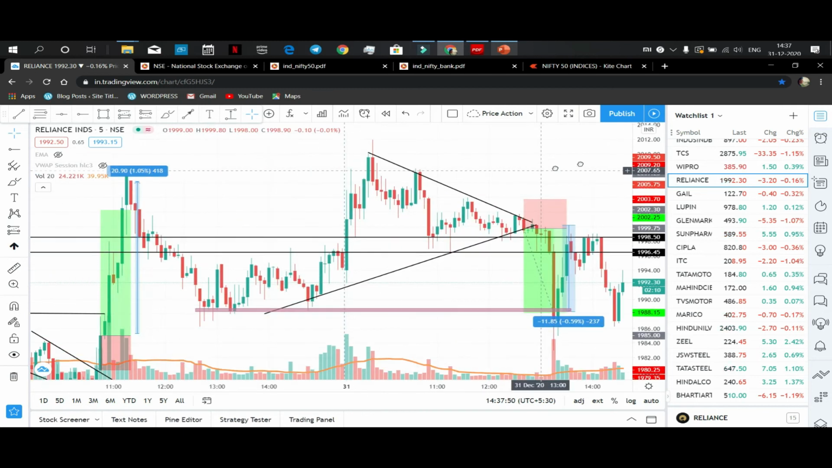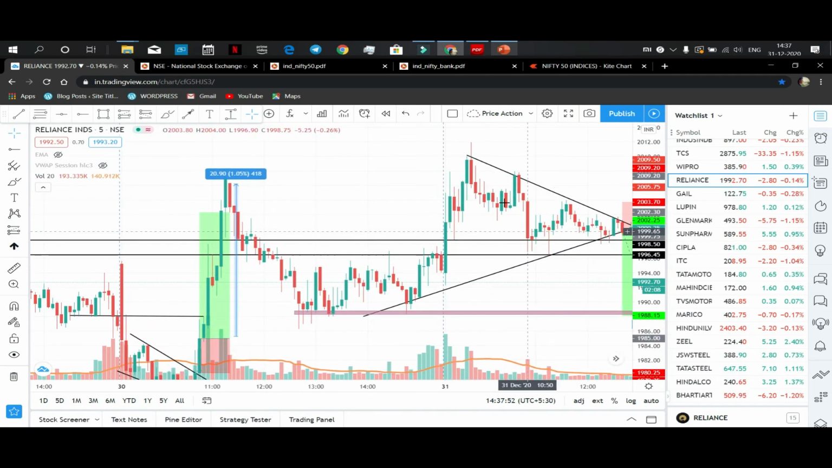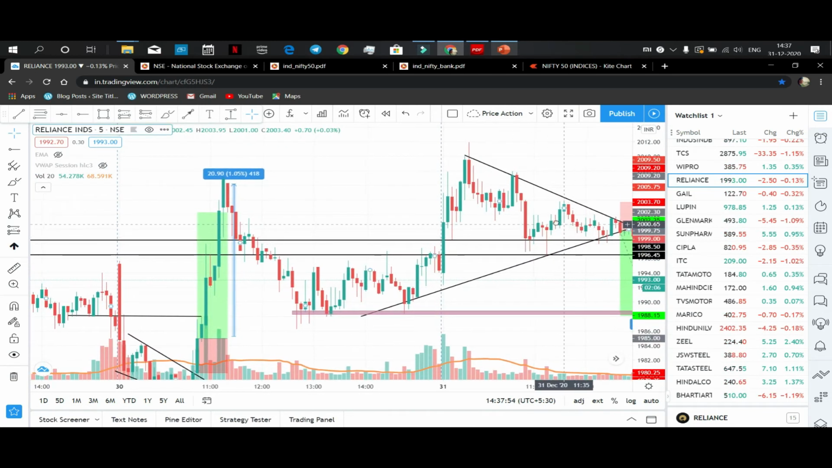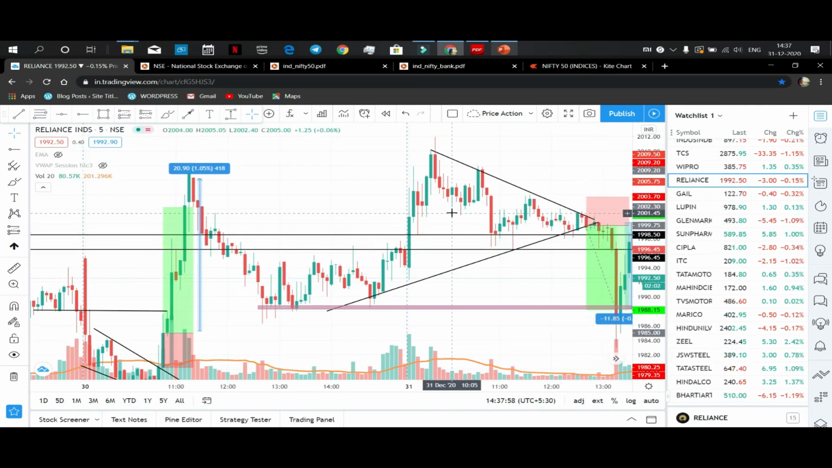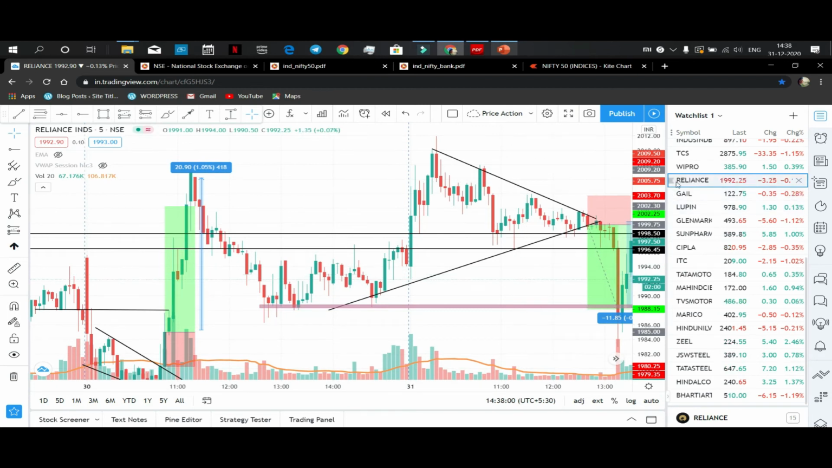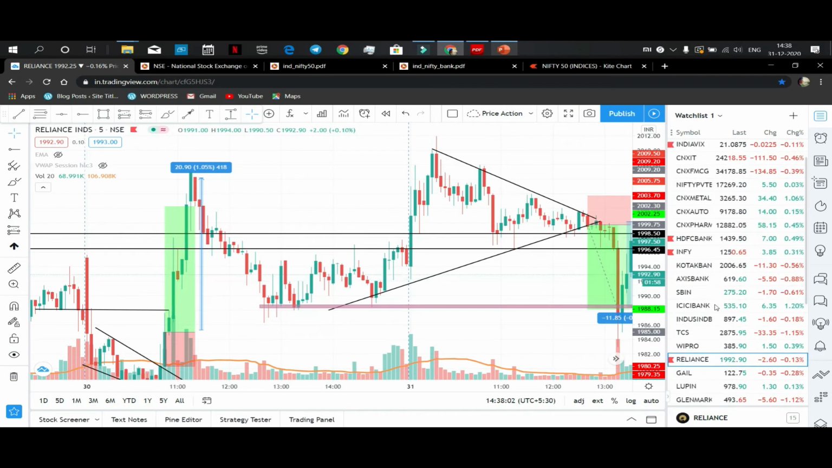So I'd taken a trade in this stock. I had seen a triangle pattern being formed, and then there was a breakdown with slightly high volume, so I'd taken this stock into my watch list. So I'd put a flag on that stock and add it.